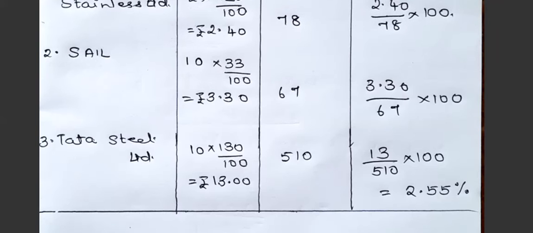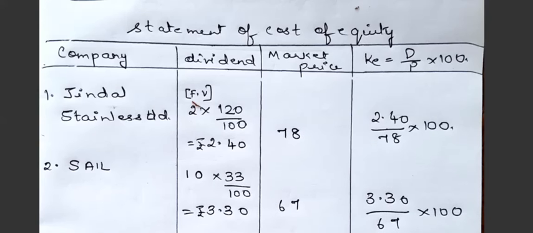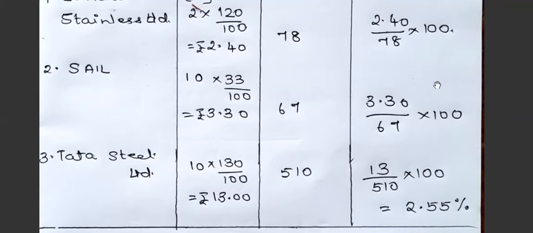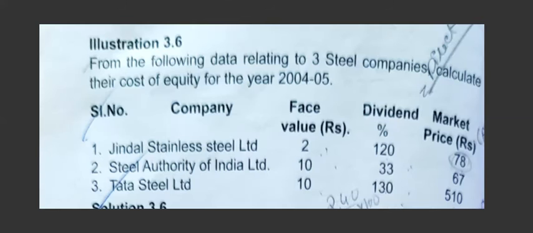See, statement of cost of equity, name of the company. Dividend is nothing but face value into percentage. So F is nothing but face value. 2 into 120%, you will get 2.40. Market price is given, 78. So 2.40 divided by 78 into 100, you will get the value. Calculate here how much you will get. Okay, the last one I have written, this one you have to calculate. Calculate and write. Okay, this you have to calculate, how much you will get.